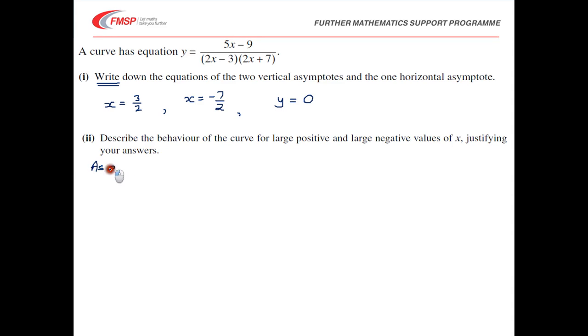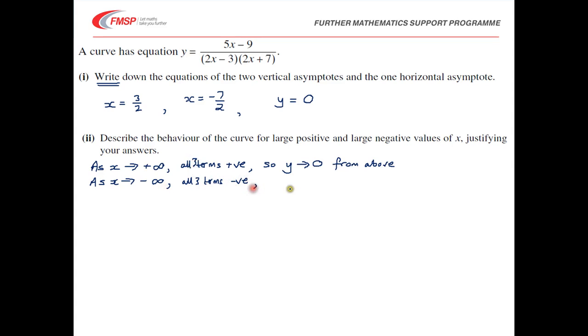So, as x tends towards positive infinity, all three terms are positive. So y is going to be tending to 0, but it will be positive, so it will be tending from above. As x tends towards minus infinity, all three terms are negative. So that's 3 negative, so y will be negative, so y tends to 0 from below. You could alternatively plug in some very large numbers and show that y is positive or negative.